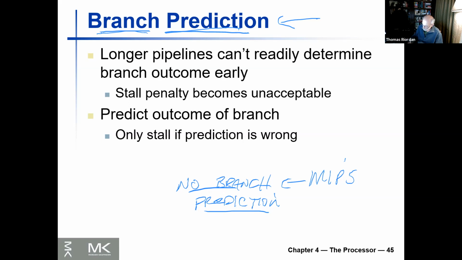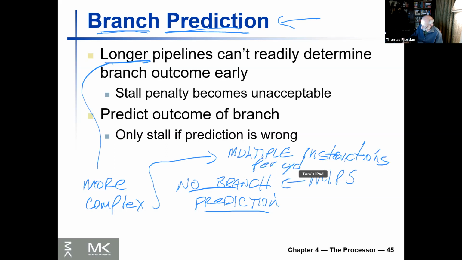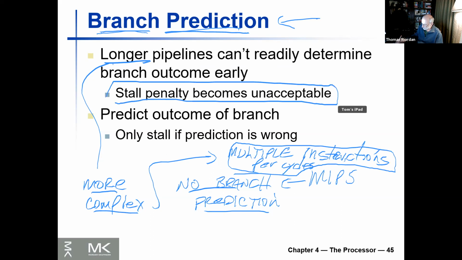And as the pipelines became longer, and when we say longer here, we can just say more complex. And more complex, we'll end up seeing later, means doing multiple instructions per cycle. And we'll get to that next week. But we want to try and do more than one instruction per cycle in the highest performance processors. And the more complex, the more instructions you do per cycle, the more of them you're going to have to throw away if you're waiting on the result of the branch. And so, as it says here, the penalty for waiting on the branch result to be resolved becomes too long.